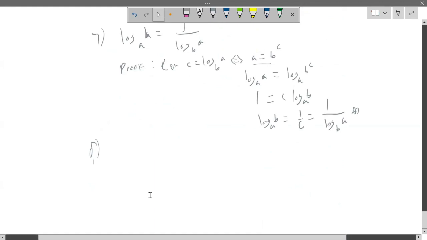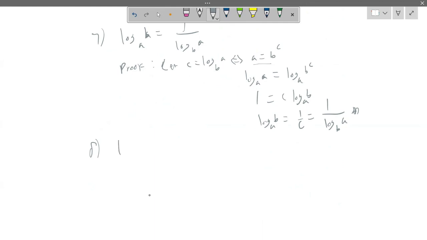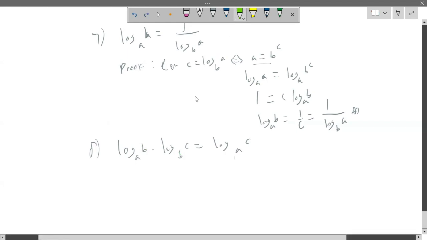Now, the final property that you need to know is the change of basis. One of the formulas for change of basis can be summarized as this: log of b base a times log of c base b is equal to log of c base a. It's as if you're canceling out b's here, even though that's not conceptually correct, but it can be thought of as that. Why does this happen?